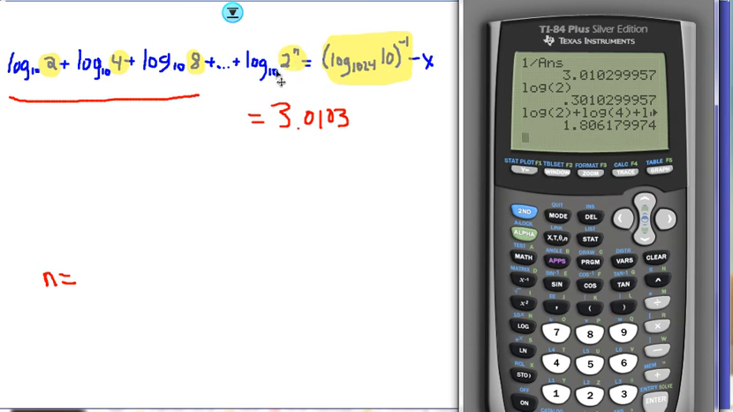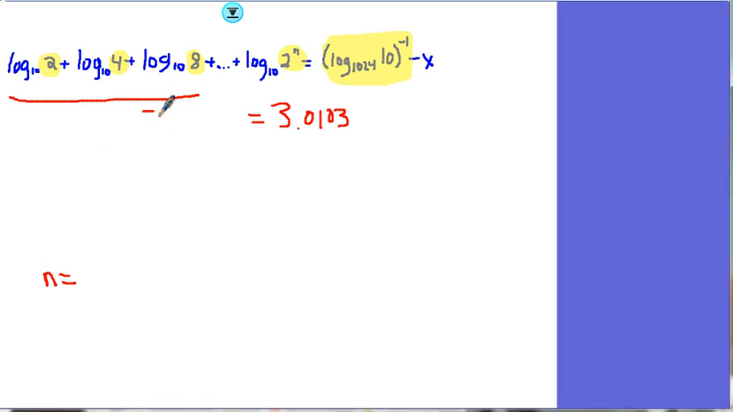So I can keep going. What's the next number in this sequence that I need to add up? Well, that was 2 to the first, 2 to the second, 2 to the third. 2 to the fourth is 16. Okay, so I'm going to add log of 16. So, well, hey, I got that exact same number, 3.0103. So for these two to equal one another, n would have to be equal to 4.